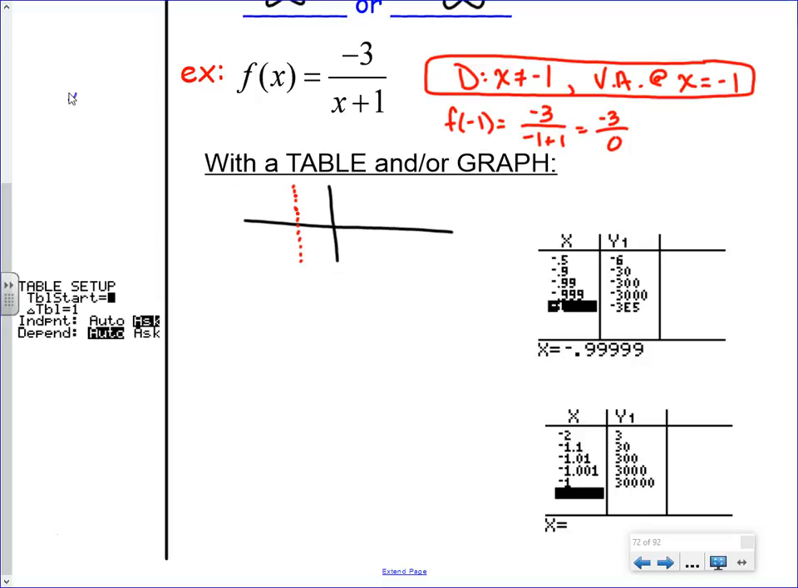You guys see how I'm in my table set up over here? If you do second window, you can have it start at 0, I don't care. Go down to ask for the independent. Remember, that's the one where we can type in stuff. Go to ask for the independent. Your function is in your y1, otherwise you're in trouble. And then go to your table.